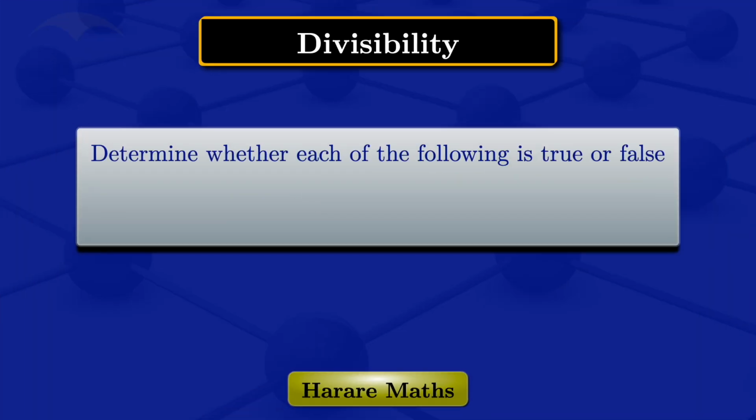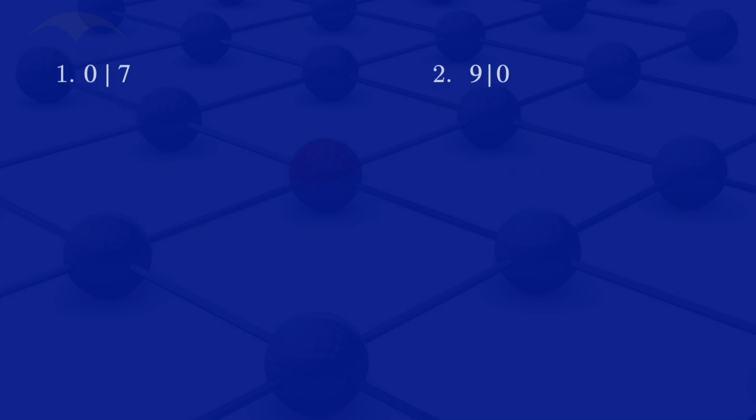In this video, I'm going to determine if each of the following is true or false. So the first one, I'll be checking if 0 divides 7. Then for the second one, I'll be checking if 9 divides 0. So given those two questions, I'll start by looking at the definition of divisibility.